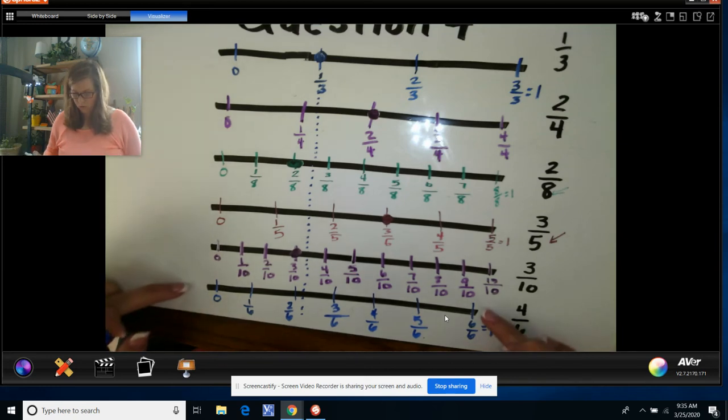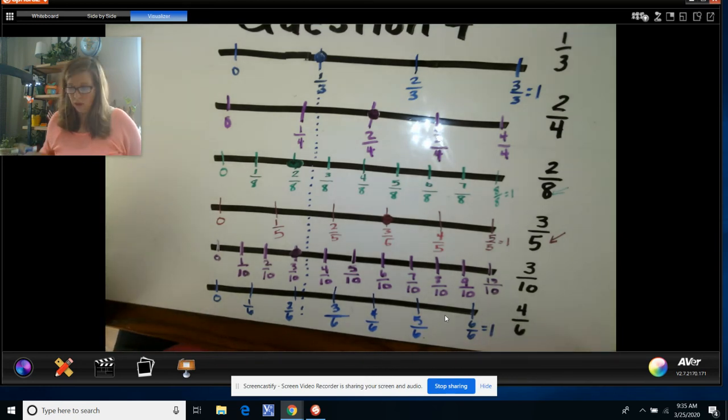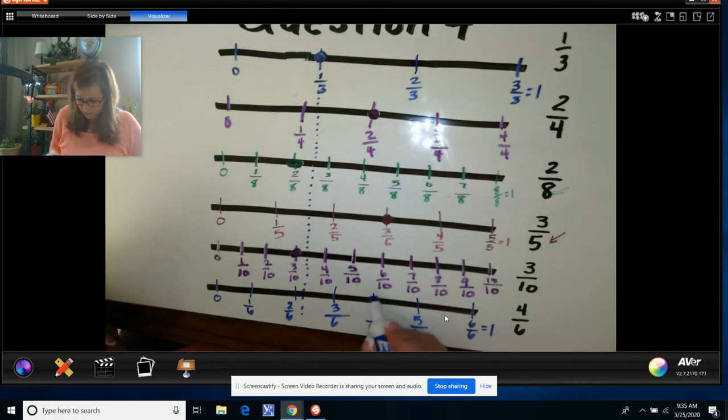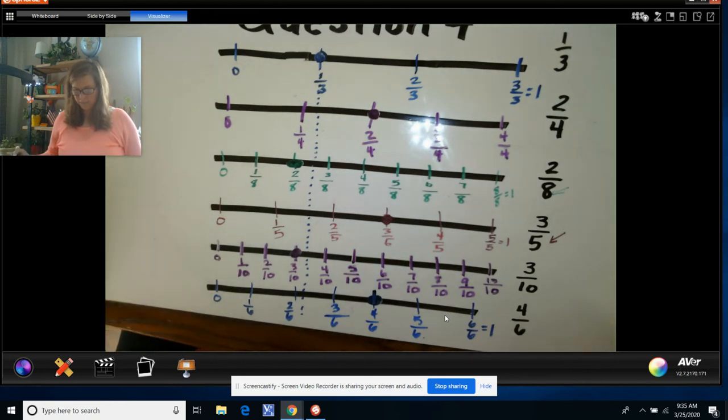So our whole now is broken into 6. Look at all these different wholes. It's so funny how you can break the same whole into different amounts. That's what your fractions are telling you. So this one here now is broken into 6, and now we're going to shade 4 parts of that in. So we're going to come right over here to the 4/6 fraction.